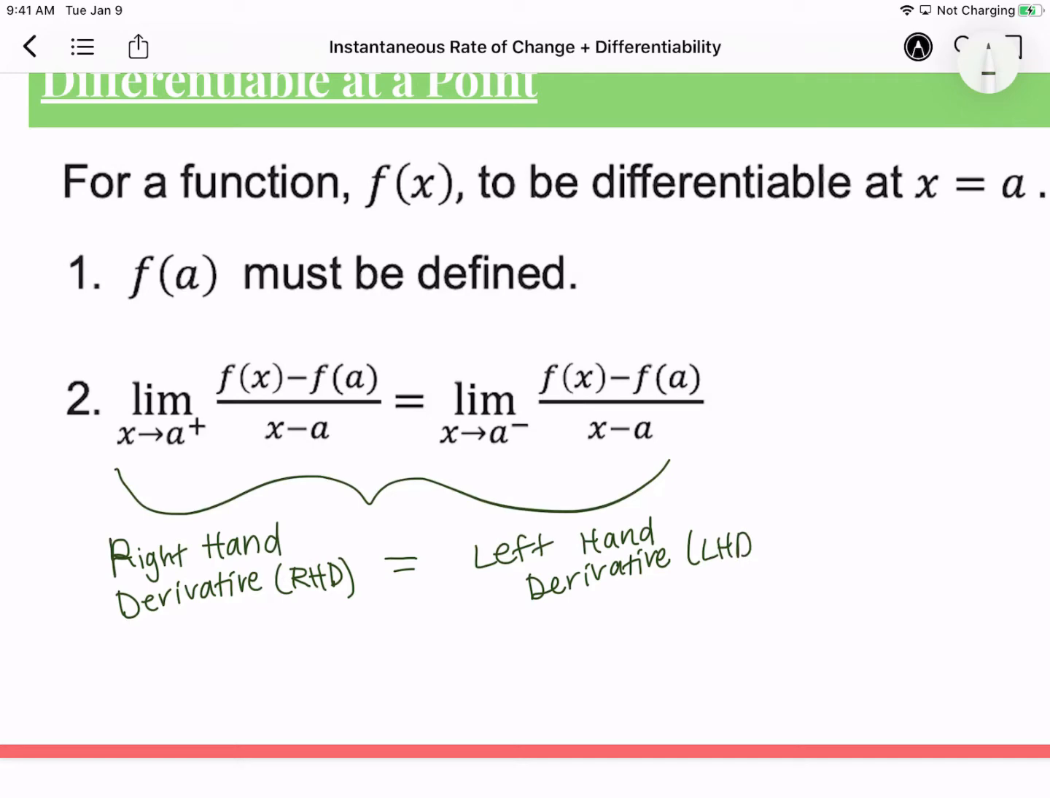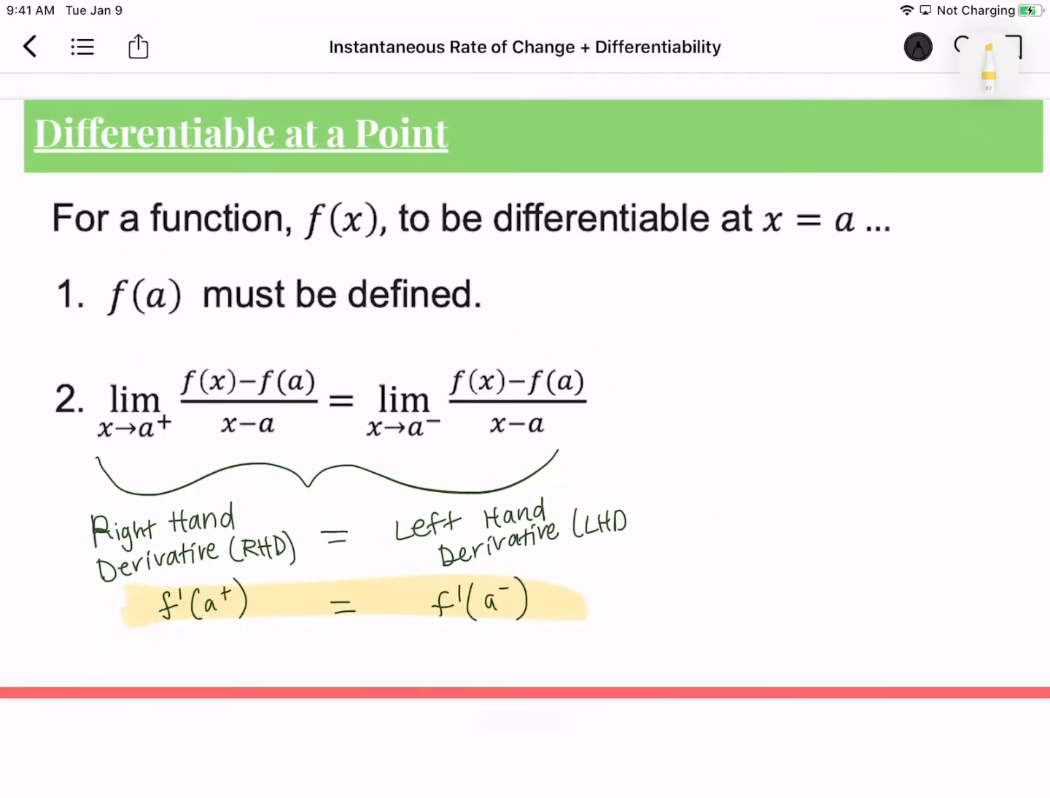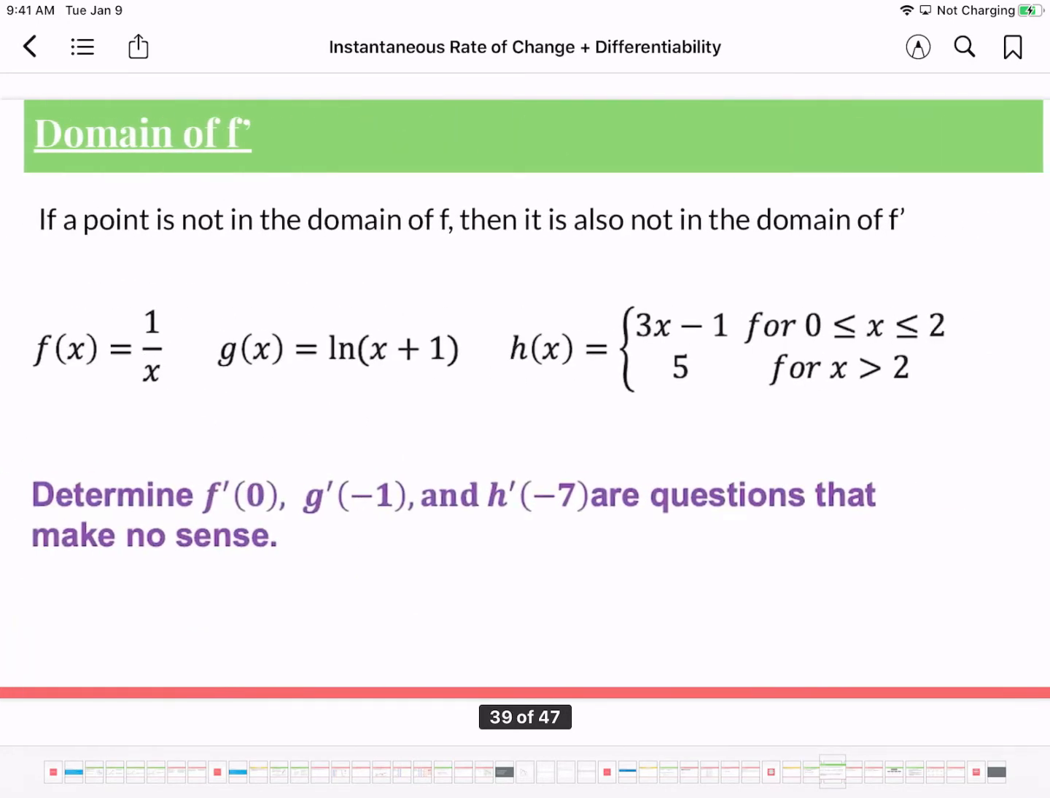And then another shorthand way of writing this would be, because this is the derivative, one notation for that is f prime. So the derivative on the right hand side would be f prime of a from the right equals f prime of a from the left. And this is the notation that I like to use. I think it's the easiest. So as we approach that point, the derivative from both the left and the right hand side must be equal to each other.